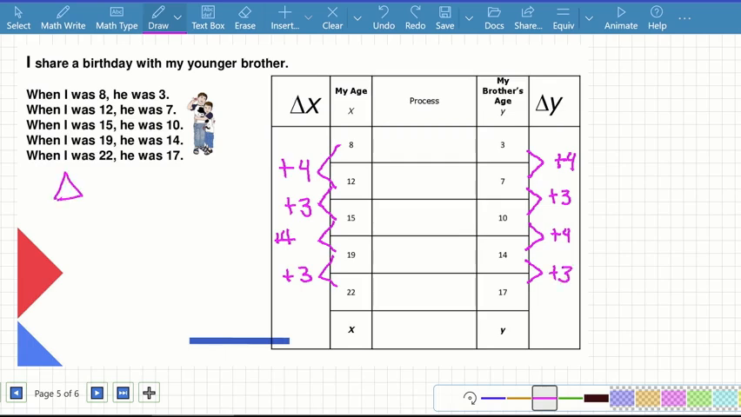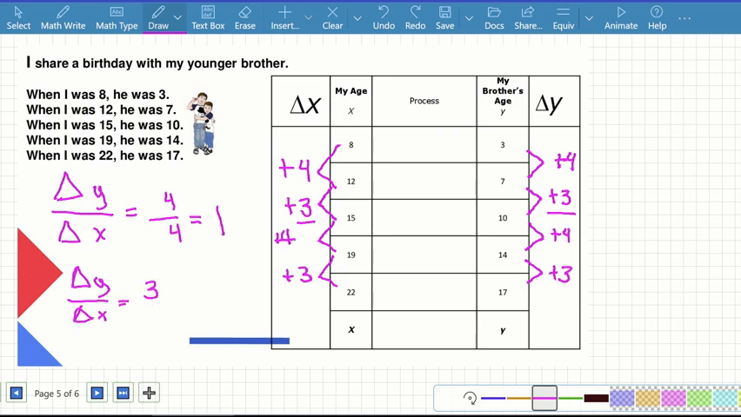When I identify my delta y over my delta x, which is my rate of change, if I look at my first set of values right here, I will have plus 4 and plus 4. I don't really need to write the pluses in each of these cases, so I'm just going to write it as 4 over 4. When I simplify, that equals 1. If I do the same thing for this set of values, the change of y over the change of x is 3 over 3, and when I simplify, that equals 1.